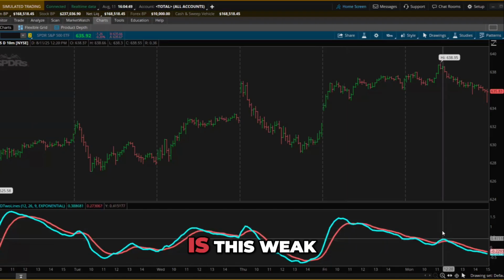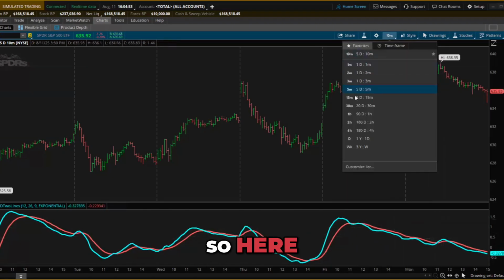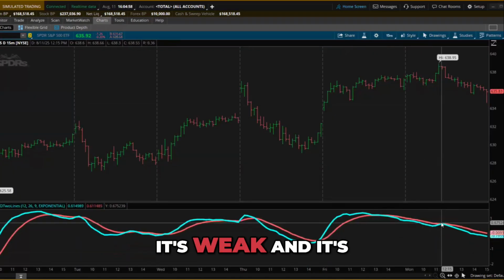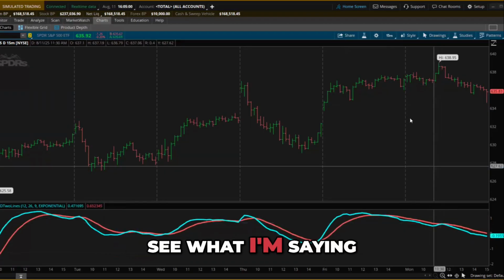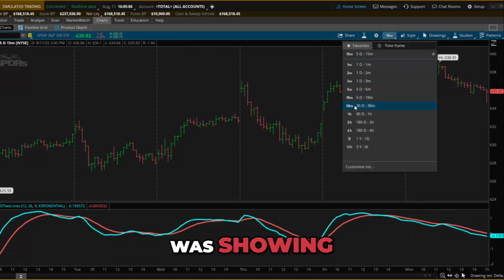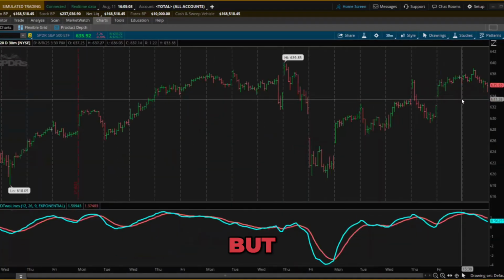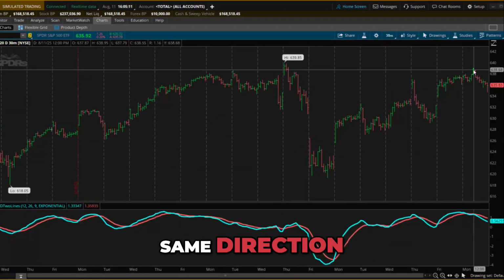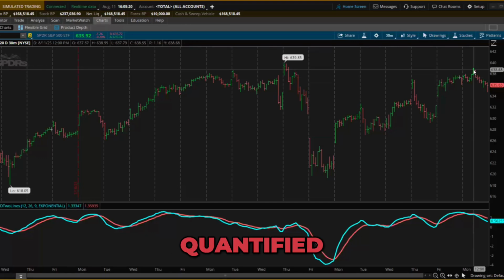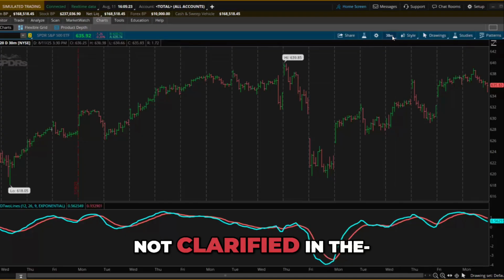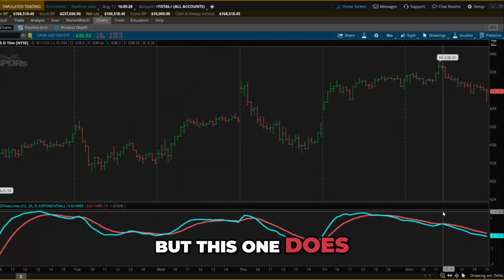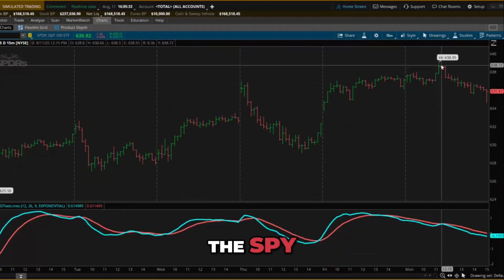So is this weak? Yeah. Okay. So here, look at the 15-minute chart. Is it weak? Yeah, it's weak, and it's right at the signal line. See what I'm saying? So that's weaker than what the 10-minute chart was showing. Well, not necessarily weaker, but it's moving in the same direction. But the 30-minute chart, yeah, it's got a divergence too, but it's not as quantified, not clarified in the kind of details that we're looking for. But this one does. So therefore, we would take the SPY.